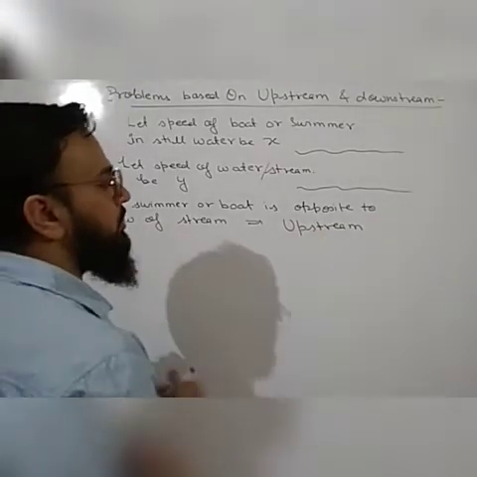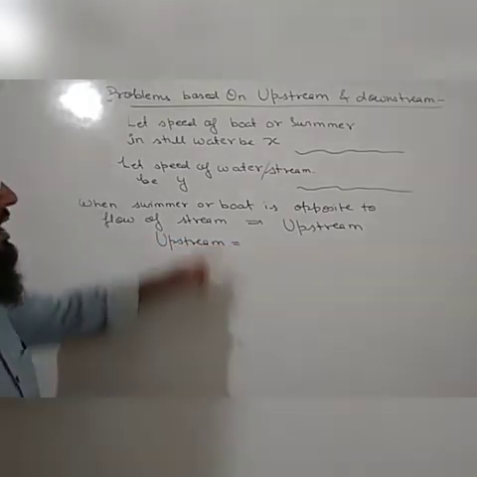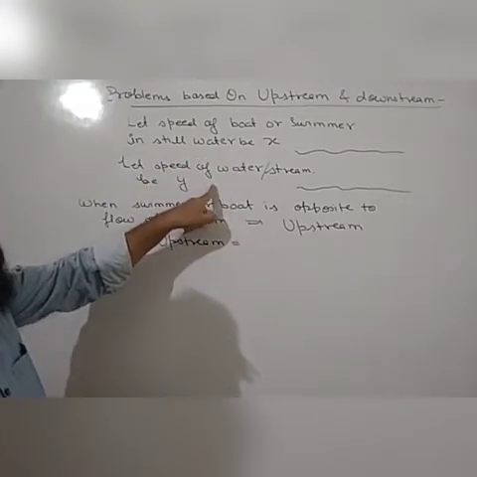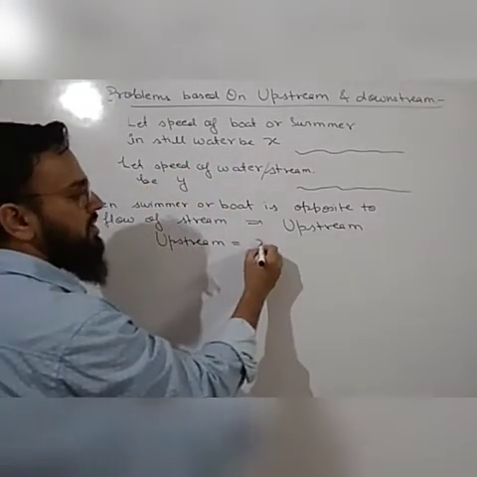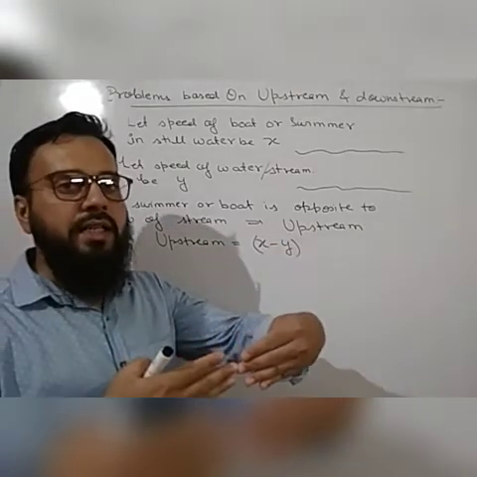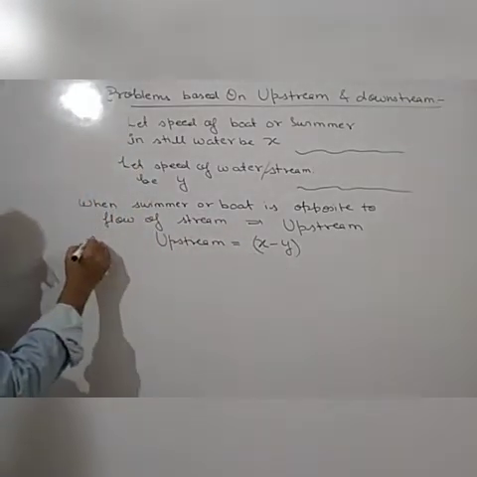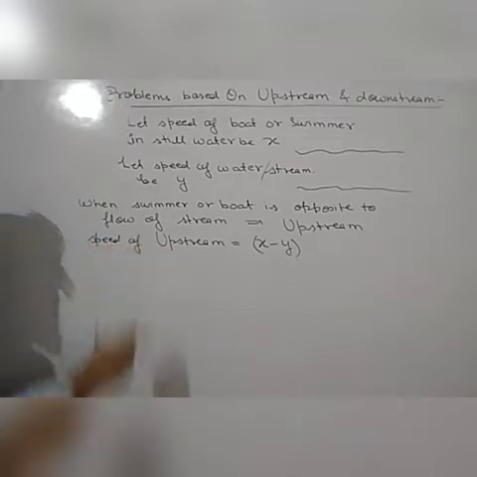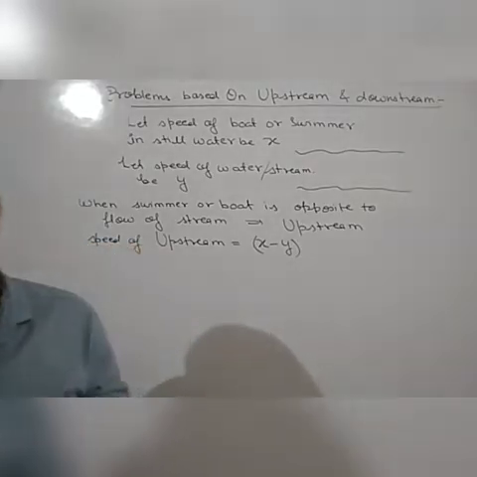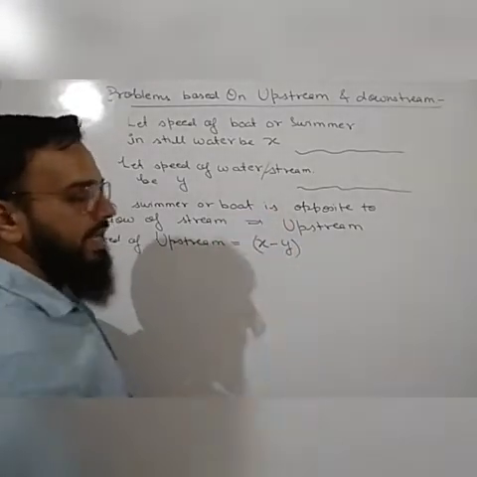And what will be its value? The value of upstream will be equal to, since the speed of the swimmer is x and the speed of water is y, x minus y, because they oppose each other. So the speed will decrease, meaning they will subtract. So the speed of upstream is always taken as x minus y. Here x is the speed of the boat or the swimmer and y is the speed of the stream.